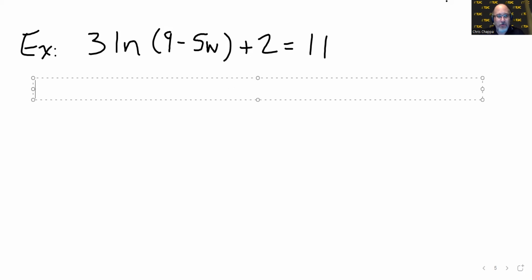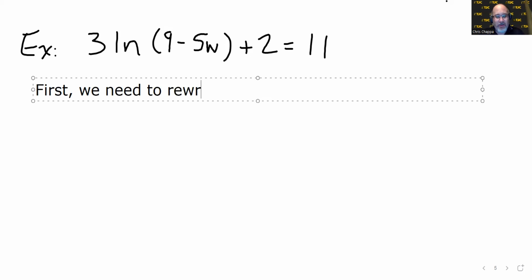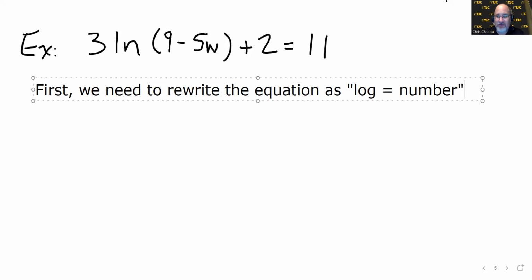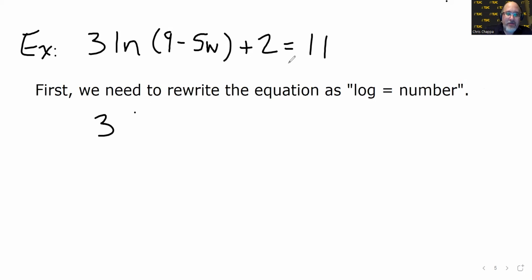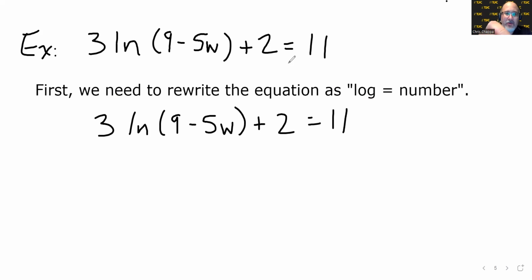So first, we need to rewrite the equation as log equals number. And for a type 1 equation, you should always be able to get that, because there should be a non-log, aka a number somewhere in the equation. So how would we do that? How would we rewrite this so it says log equals a number, or in this case, natural log equals a number? Well, the answer is we have to isolate the logarithm, and the logarithm is currently sitting right here.